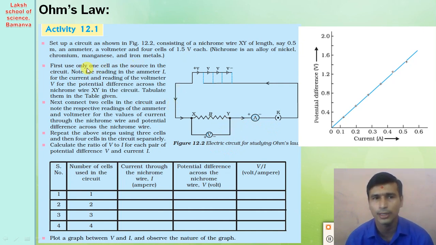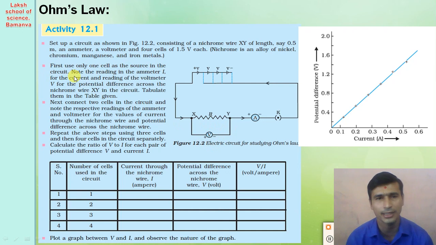First, use only one cell as a source in the electric circuit, right? So when we connect one cell, it has a potential difference of 1.5 volt. So the potential difference across the conductor is 1.5 volt, right? We measure this potential difference across the conductor through this voltmeter. So first, use only one cell as a source of the circuit.